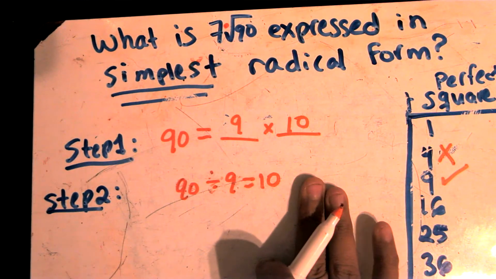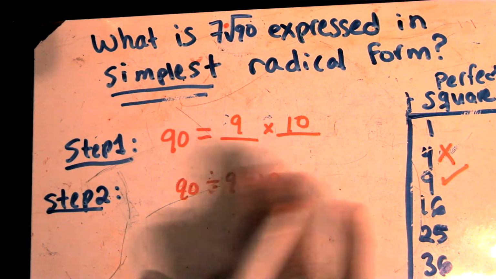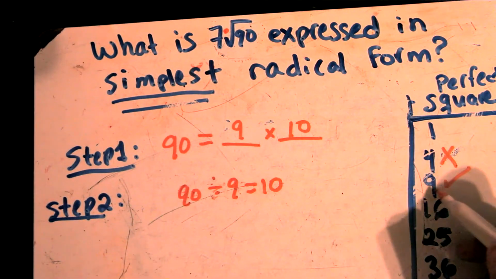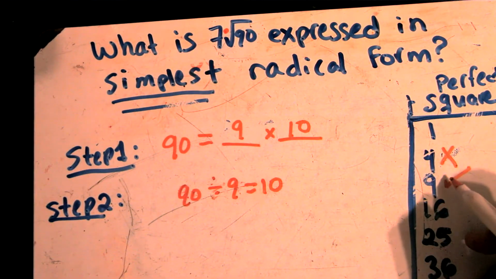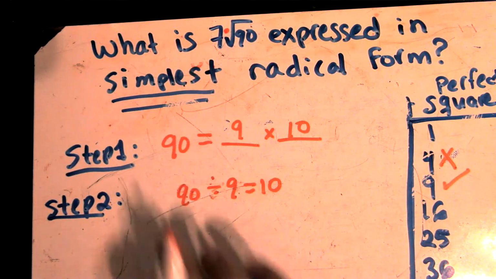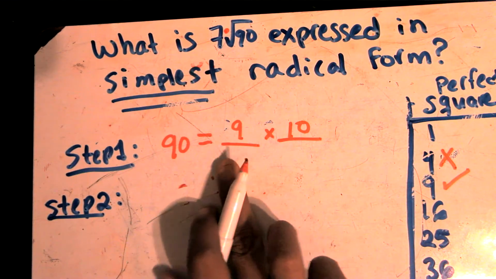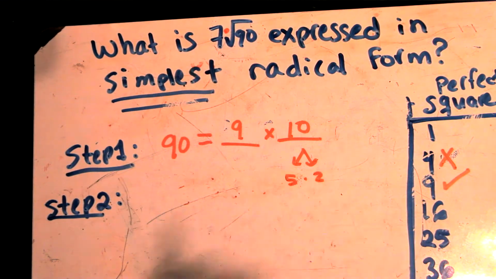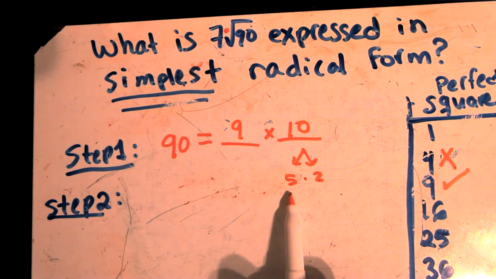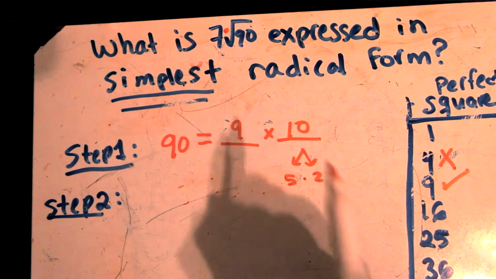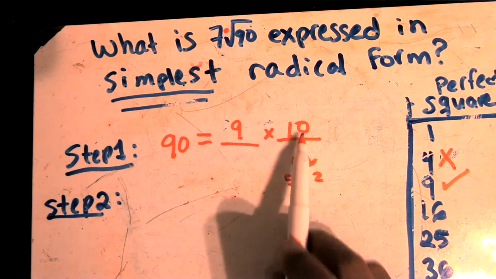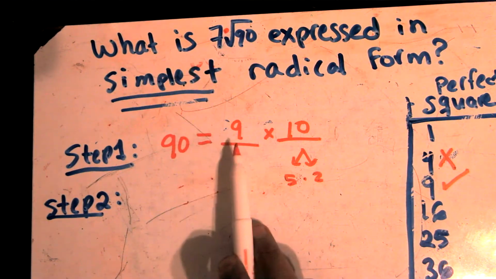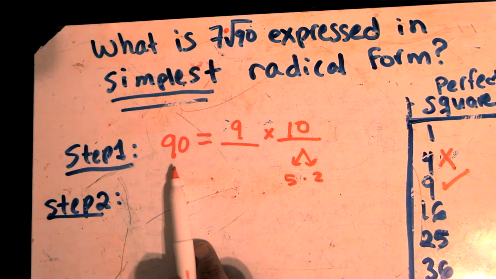Now I could keep going, but one thing that's telling me that that's going to be the largest. 9 is going to be the largest of the perfect squares that goes into 90, because 10 is really just 5 times 2, right? And 5 is not a perfect square, and neither is 2. So this is definitely the only factor pair with the only perfect square that goes into 90.